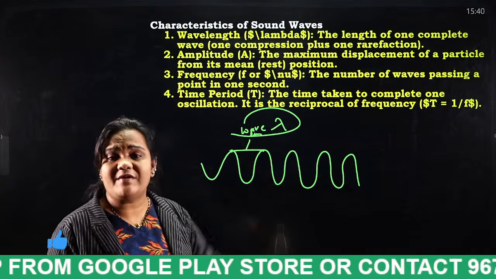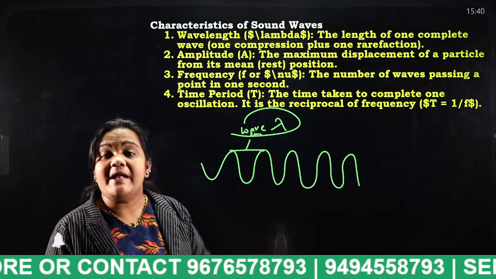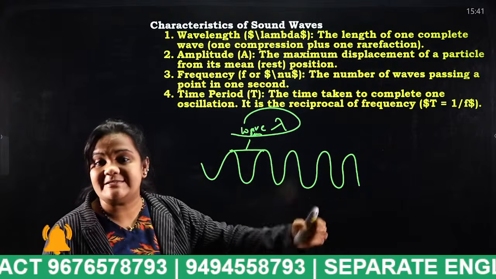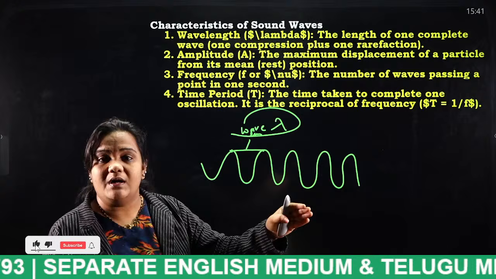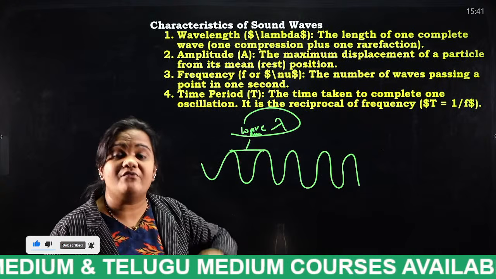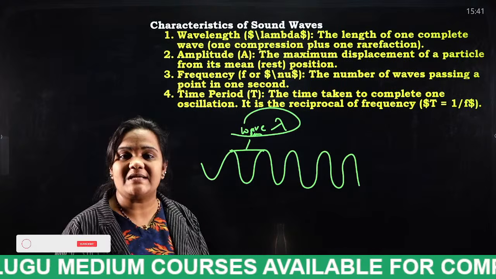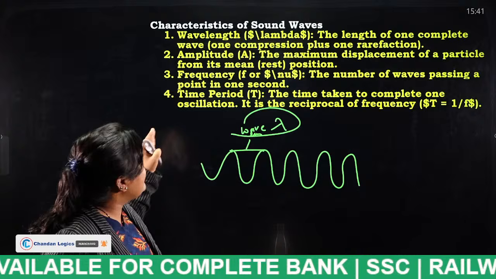And what is frequency? Just now we have discussed. What is frequency actually? Number of vibrations per second. In general, we say number of oscillations per second. But here in the sound chapter, the number of vibrations per second is considered as what? Frequency. Okay, and the next thing is amplitude.